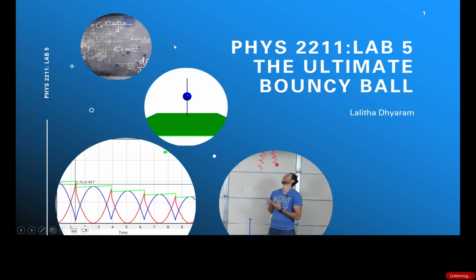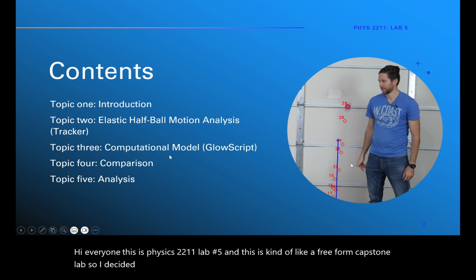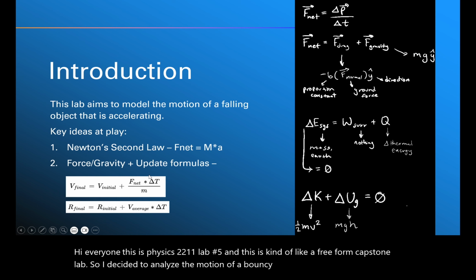Hi everyone, this is Physics 2211, lab number 5, and this is kind of like a free-form capstone lab, so I decided to analyze the motion of a bouncy ball. So, the contents. First is the introduction, where we'll introduce the formulas being used, then the bouncy ball motion analysis using Tracker, then a computational model using GlowScript, and lastly comparison and analysis.